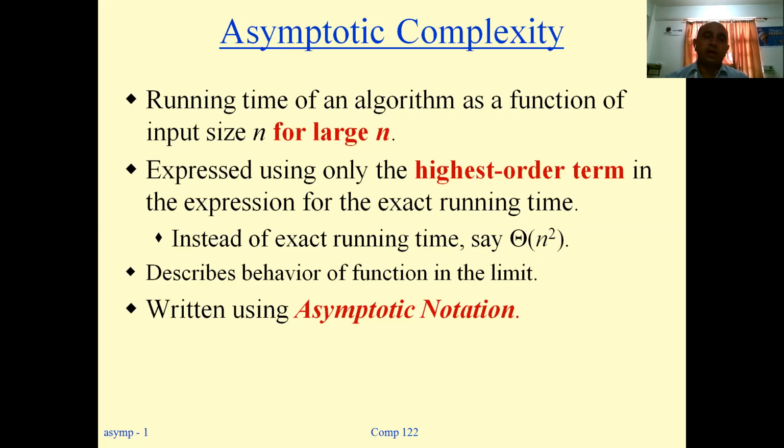For example, theta n square. So theta n square is not the exact complexity of the algorithm. It's the higher order term in a function. So asymptotic complexity defines the behavior of an algorithm when n is very large. So we write these as asymptotic notations.